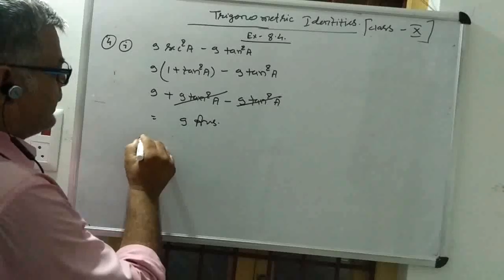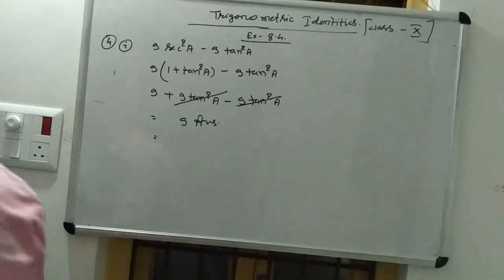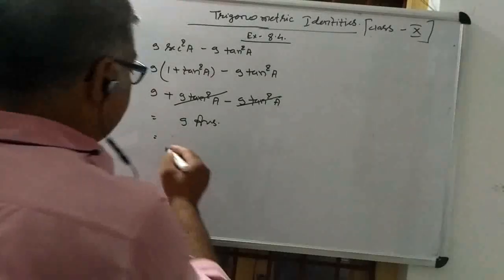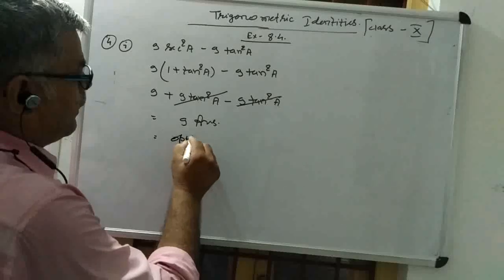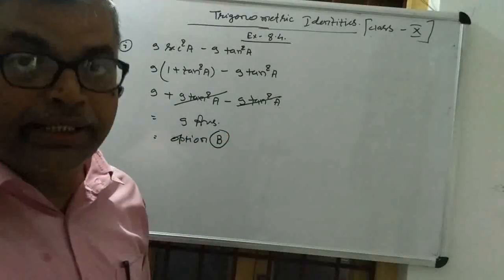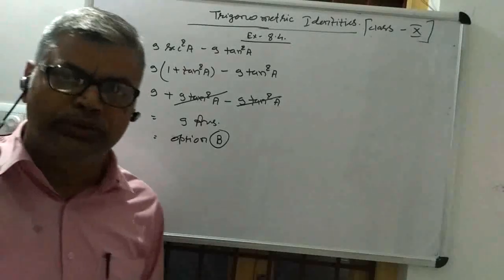So your correct answer is 9, which is option B. Option B is your correct answer. So in this way you have to simplify. These are all very easy questions.